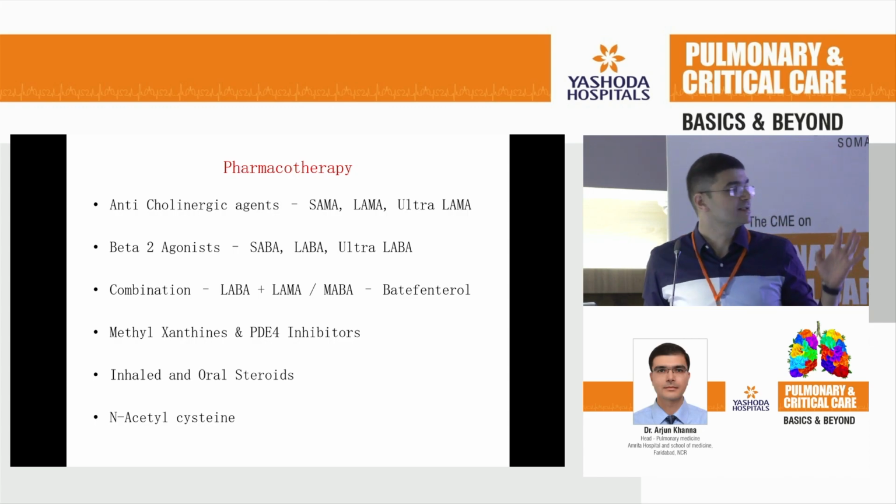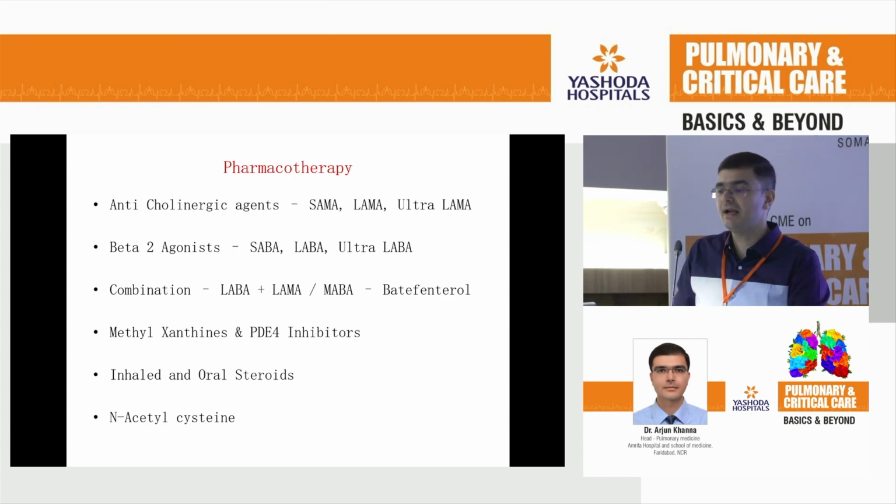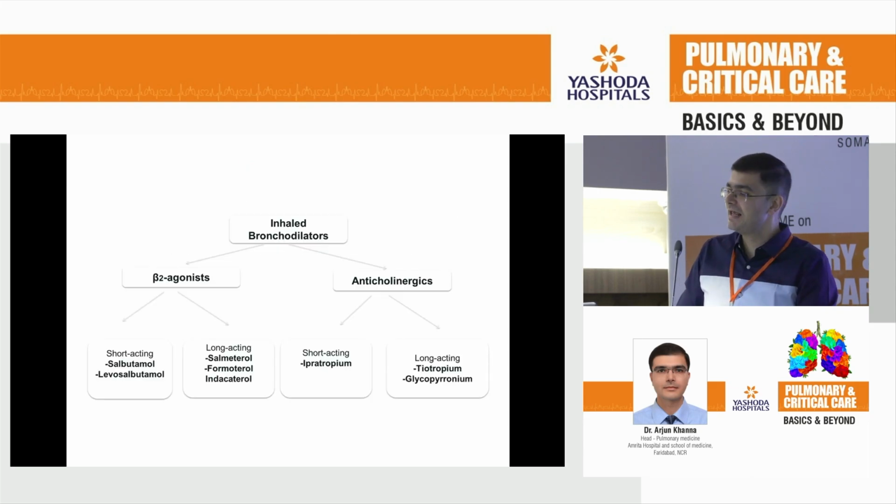So for all residents, summing up the pharmacotherapy, there can be anticholinergic agents, which can be short-acting or long-acting. There can be beta-2 agonists, which can be short-acting, long-acting or ultra-long-acting. There is a combination of LABAs and LAMAs, which is not yet available in the Indian market. And of course, we have the good age-old methylxanthines and PDE4 inhibitors, inhaled and oral steroids, and N-acetylcysteine. So inhaled bronchodilators are the keystone in the management of COPD.